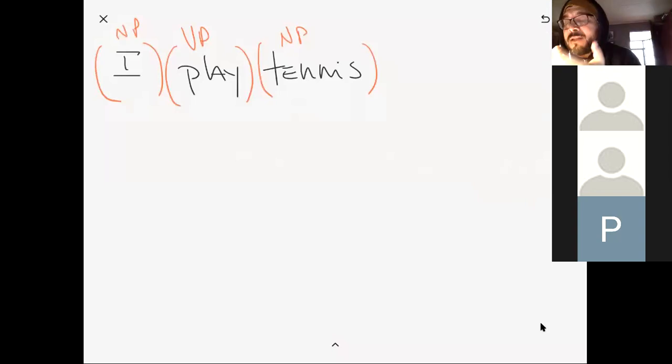To tennis. So I can ask, for example, who plays tennis? I. And what do I play? Tennis. So with those questions, you can see the way in which that verb phrase is absolutely necessary in order to link these other two elements.